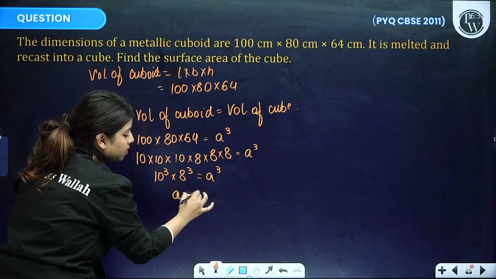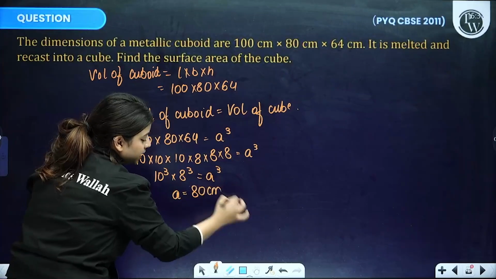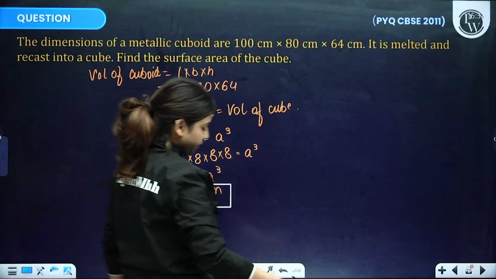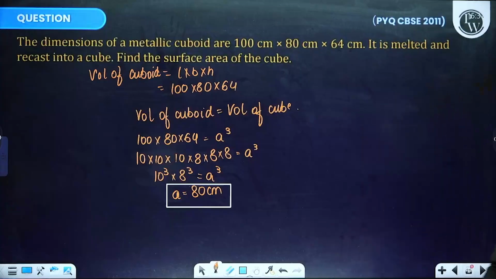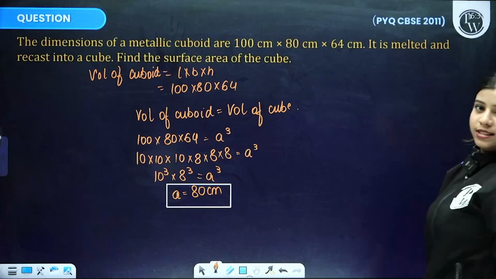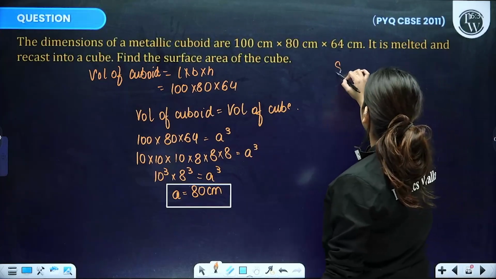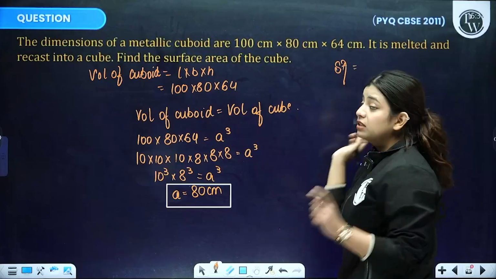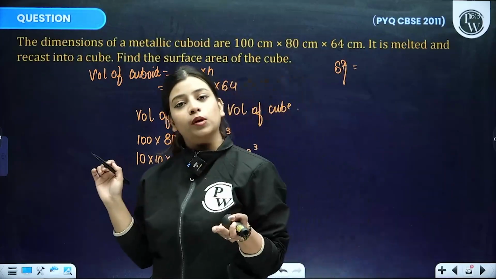So from here, the side comes out as 80 centimeter. Now what you have to find? Surface area. If nothing is written in the question, that means total surface area.